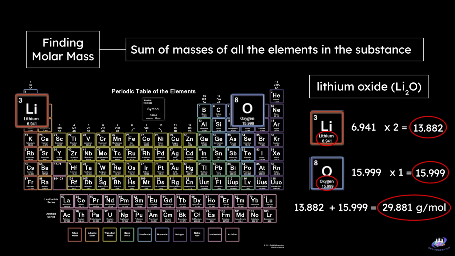So if I had a sample of lithium oxide that contained just 1 mole, and I put it on the scale, I would get a reading of 29.88 grams. And this would also be equal to 6.02 times 10 to the 23rd molecules of lithium oxide. That would be the individual molecules that make up my sample.